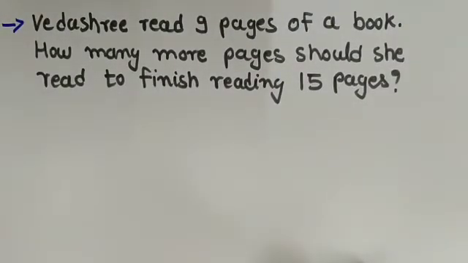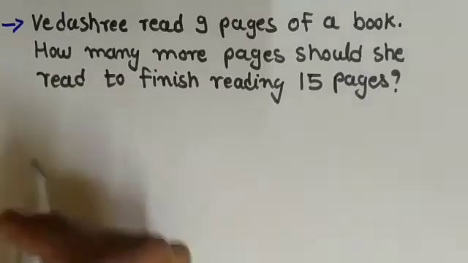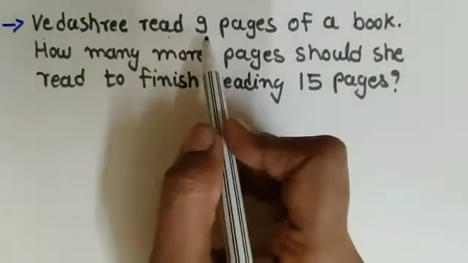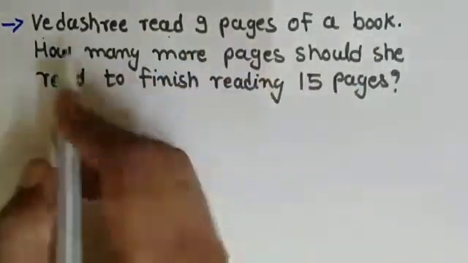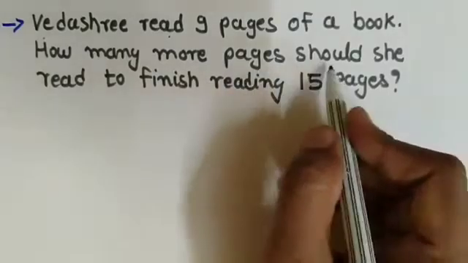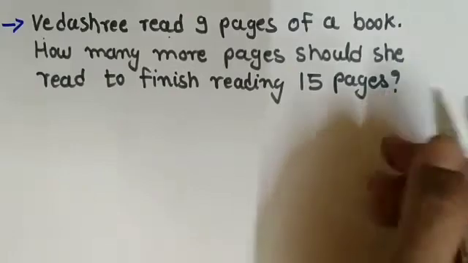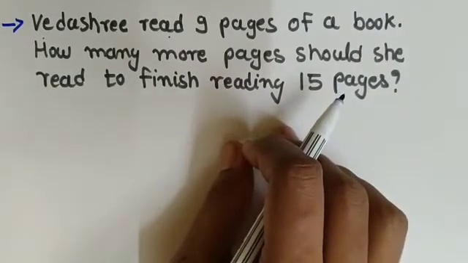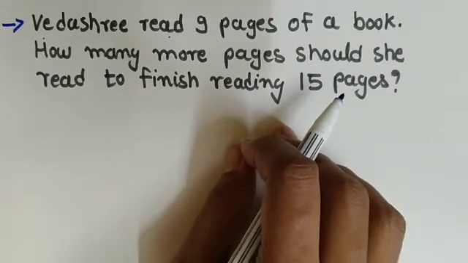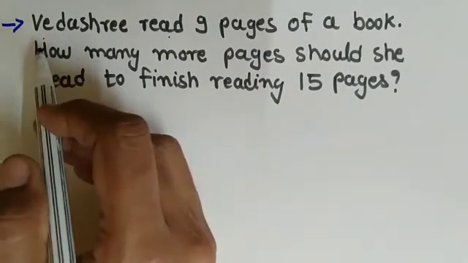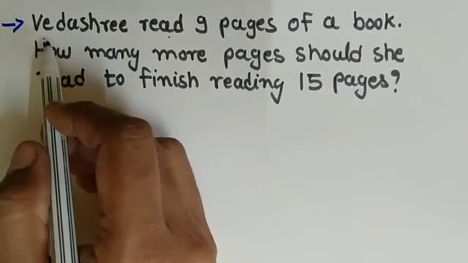Children, now we will understand the concept that addition and subtraction are a pair with this word problem. Let's read. Vedashri read 9 pages of a book. How many more pages should she read to finish reading 15 pages? To understand the word problem, what do we have to do first, children? First we have to find what is given. So what is given, children?